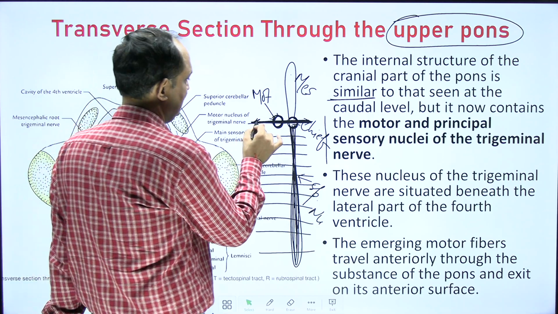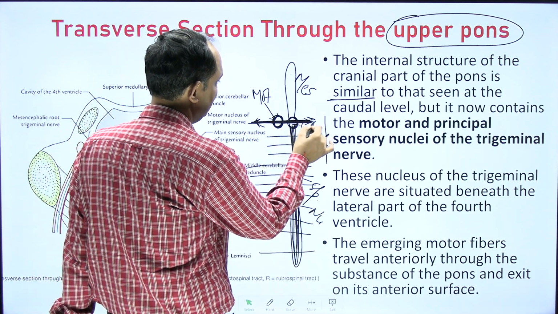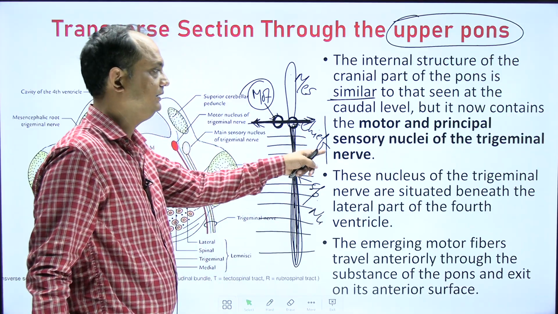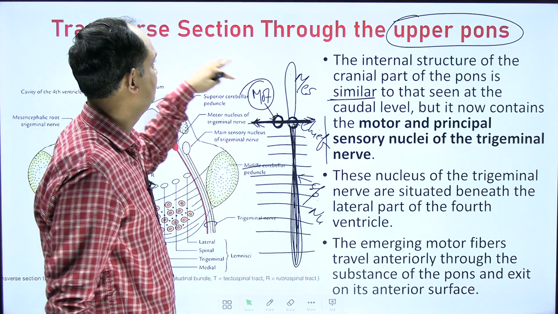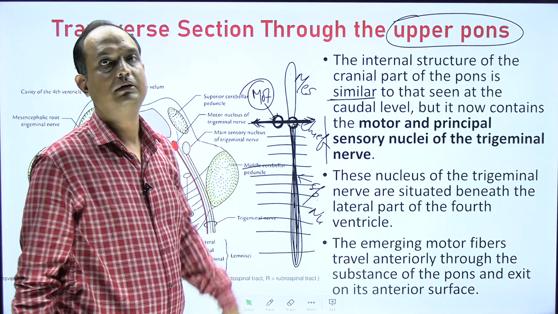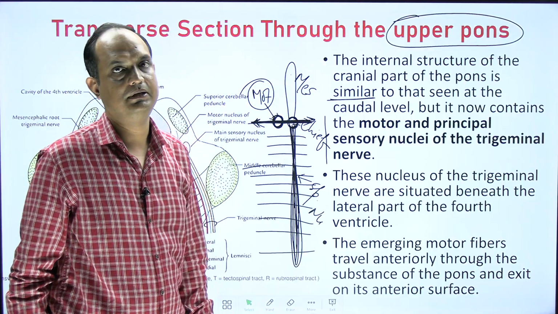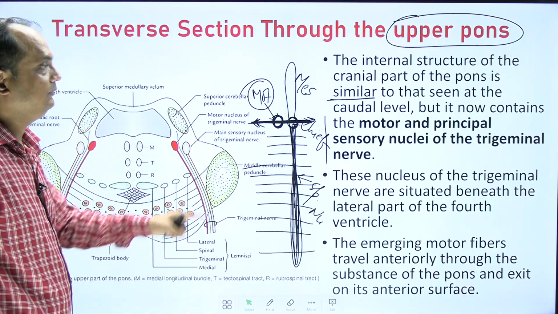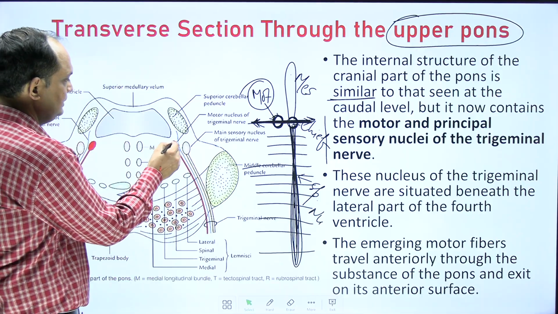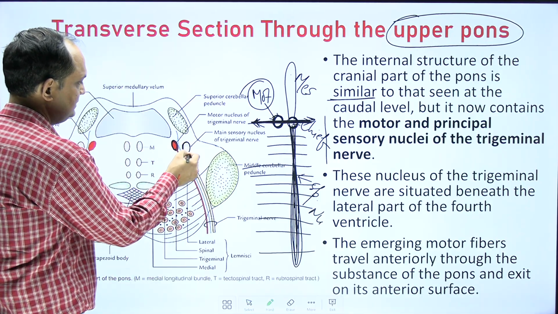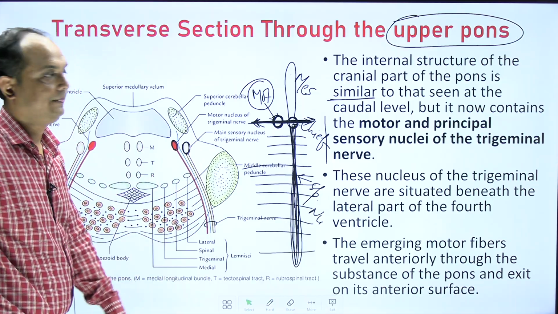So when you are taking the section of upper pons, it is passing through the motor nucleus and chief sensory nucleus of the trigeminal nerve. That's why this section of upper pons is also known as the section at the level of nuclei of the trigeminal nerve. So when you are drawing this upper section, you will come across these two terms. One is the motor nucleus, which is medial, and the principal or chief sensory nucleus, which is lateral.